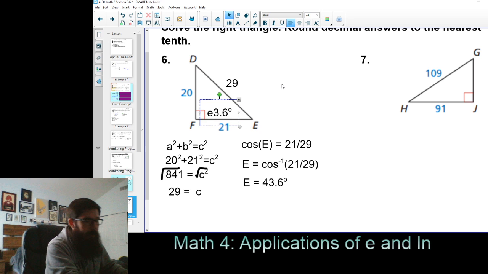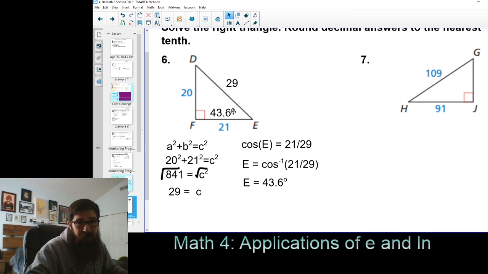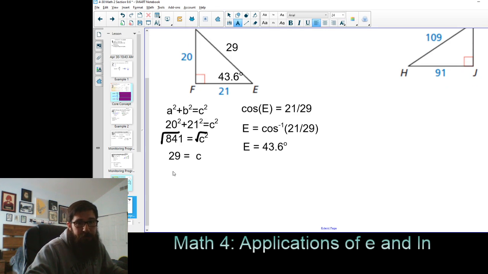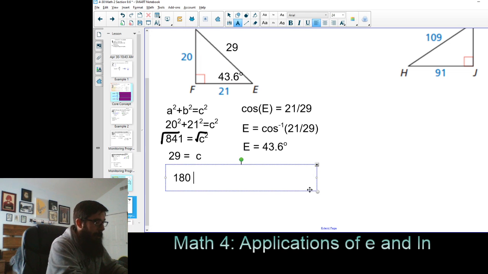Oh goodness, if I could type. I know two angles. I've got a 90 and a 43.6. Can you find the last one, D? Here's all we got to do. Every time, 180 minus the 90 minus the new angle that I just found, 43.6 degrees. That's going to equal angle D, right?